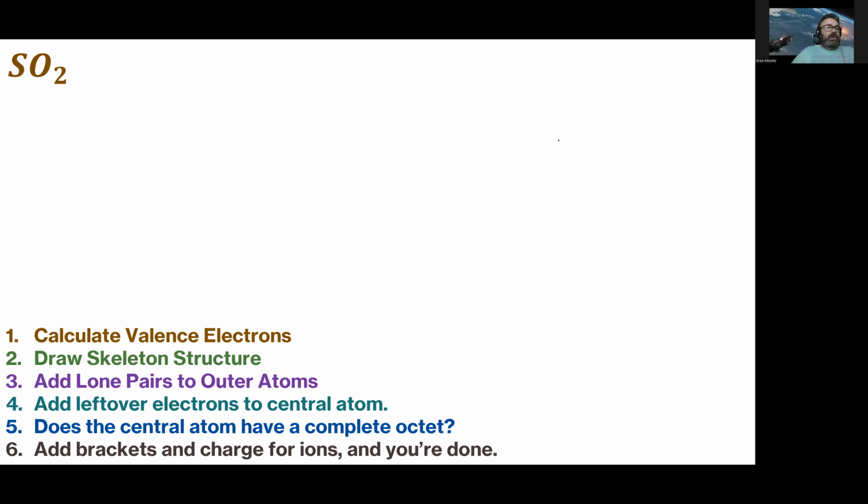Okay. Let's do SO2. All 3 of these things are in group 6. So we have 18 valence electrons to worry about. Okay, sulfur is less electronegative. We'll put it in the center. O over here. O over here. That gives us 4, which means we have 14 electrons left at this point.